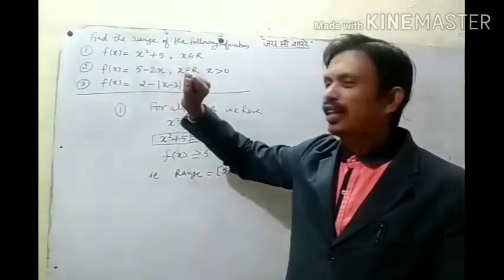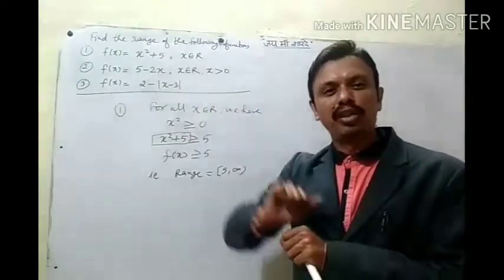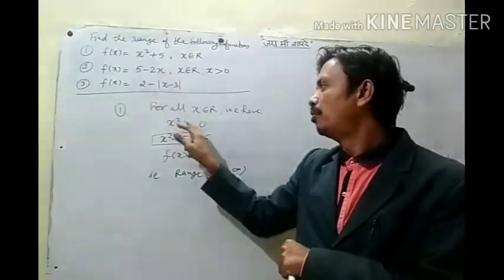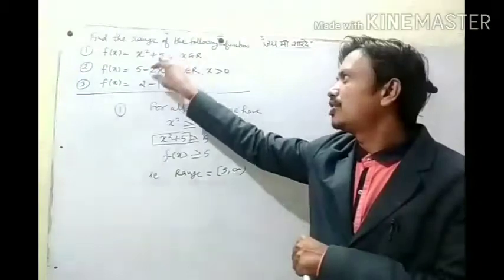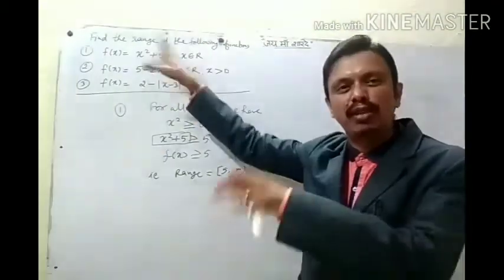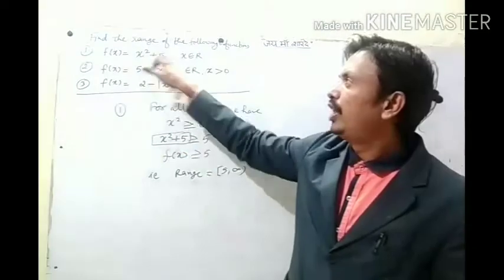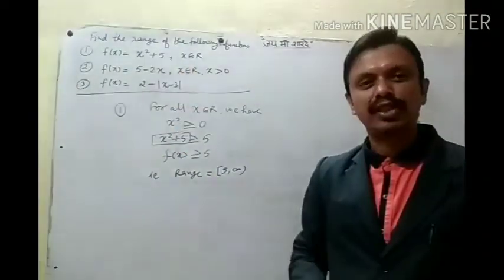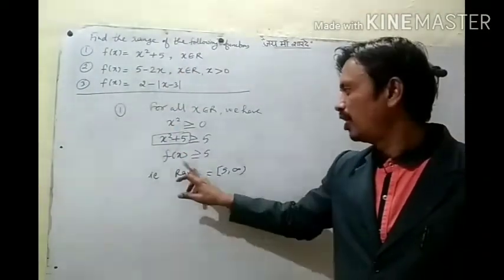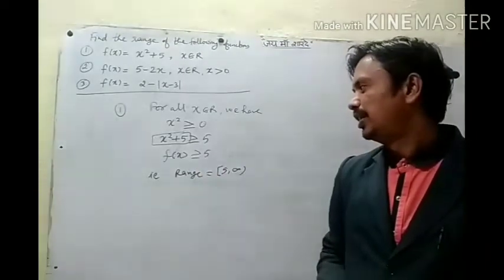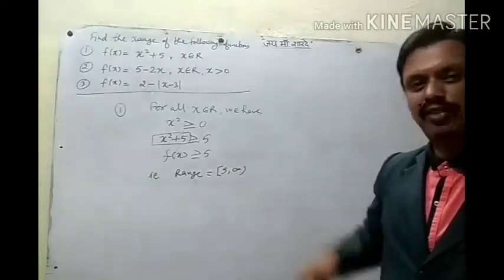X square is there. So x square is always more than or equal to 0. For every x, x square will be more than or equal to 0. So we add whatever number is there. Now from this condition, we are getting this function x square plus 5, and that is giving more than or equal to 5. So the range is 5 to infinity.